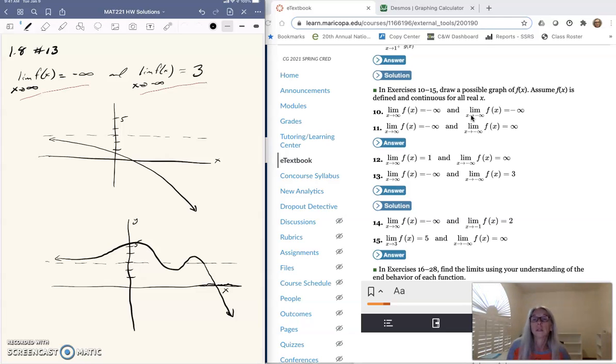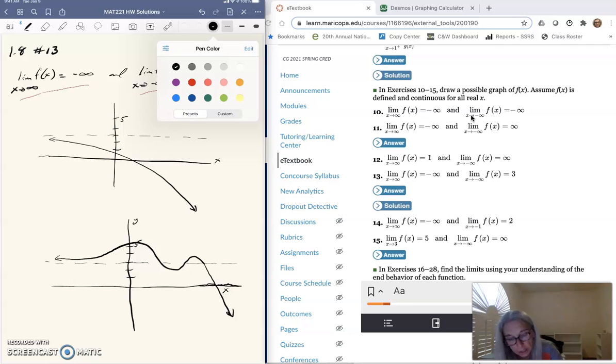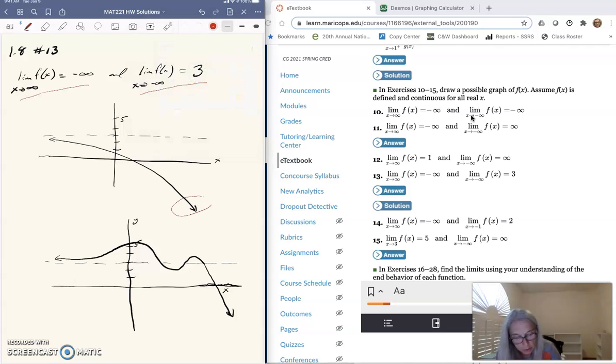So there. Again, the conditions that we were asked to graph are the same. In both cases, as the x value gets larger, the function gets smaller and is approaching negative infinity. And as the x value gets larger and larger in the negative direction, the function is approaching the value 3.